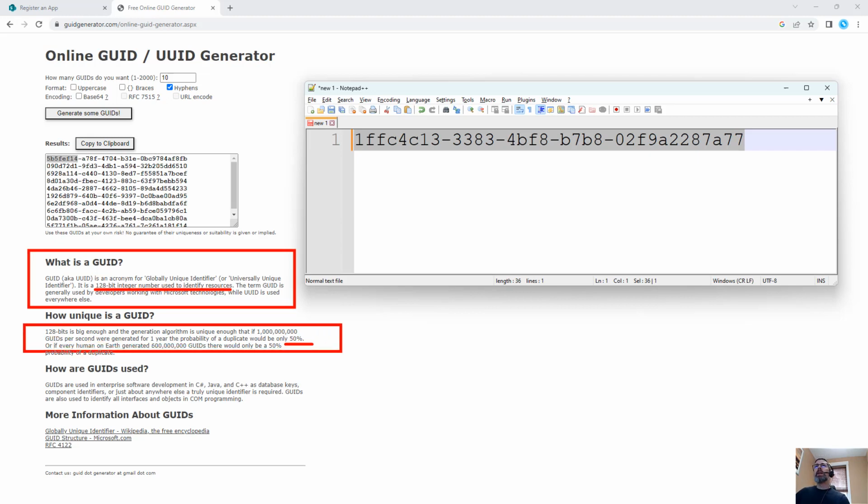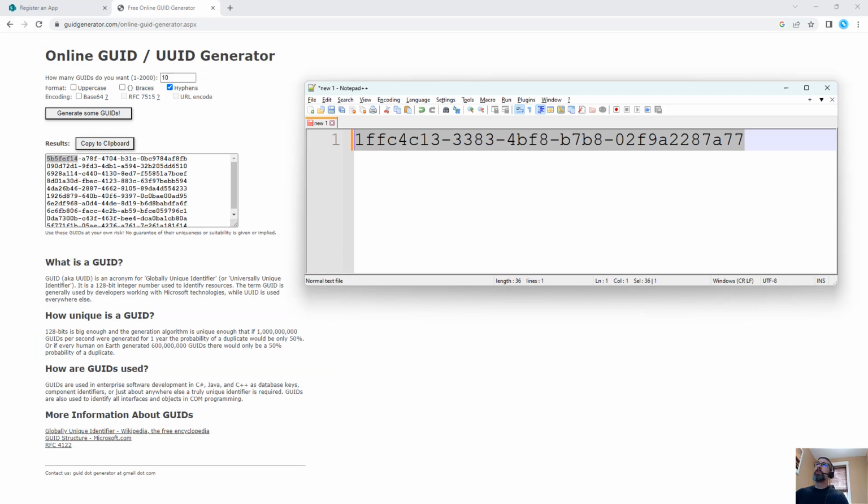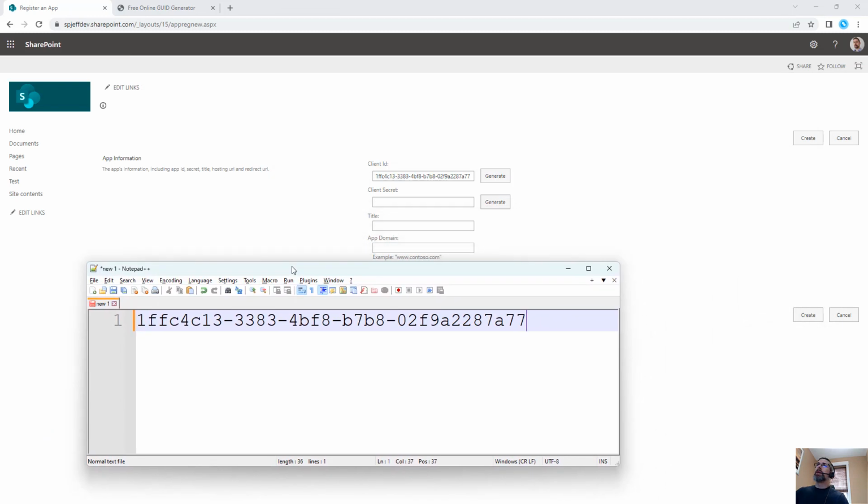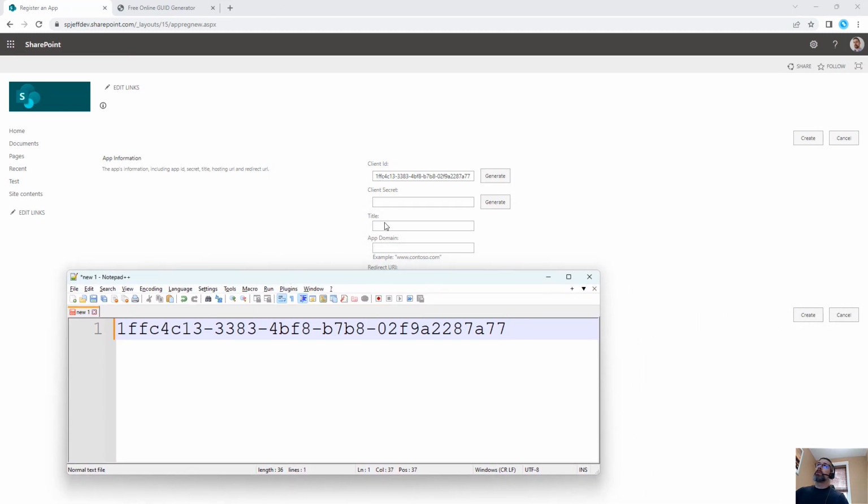Now that's kind of interesting. I never really looked into GUIDs quite that far. But yeah, the idea of making a billion GUIDs every second for a year, and the probability of a duplicate would only be 50%. That's very powerful. So just being able to guess the GUID number is an uphill climb as to how SharePoint's creating the client ID and client secret. Yeah, a billion per second for a year.